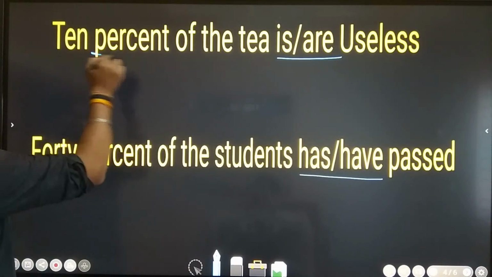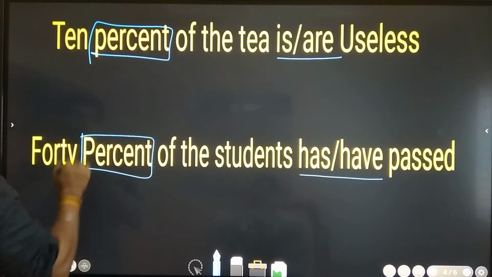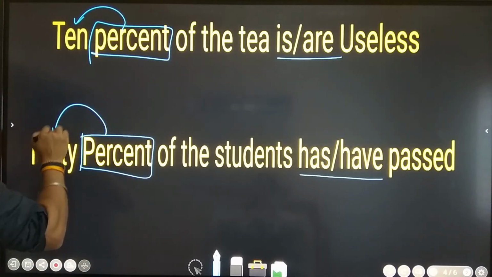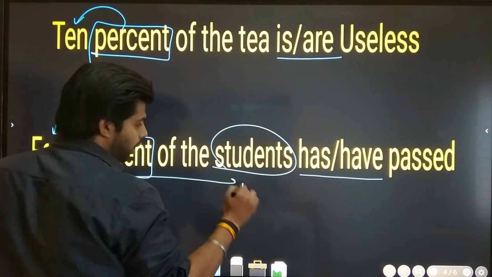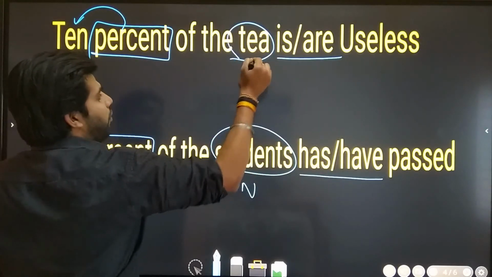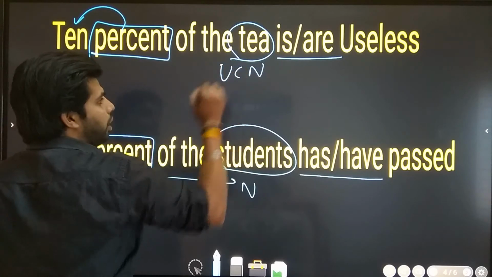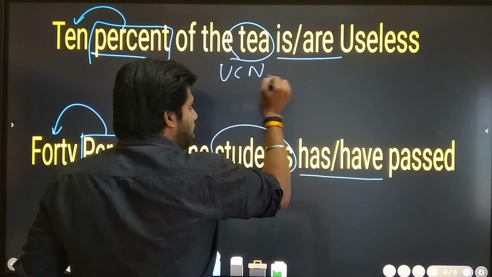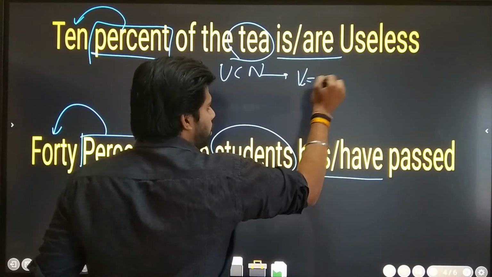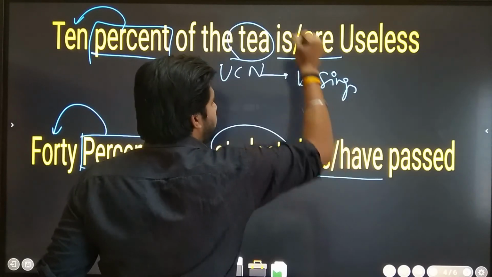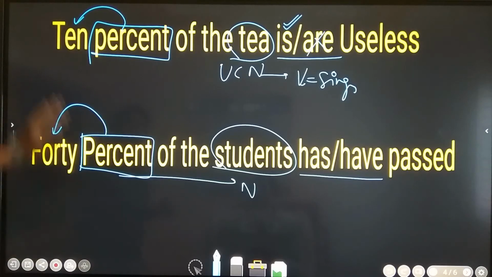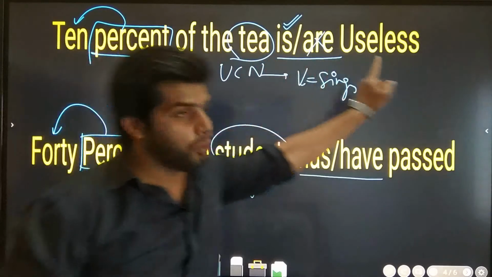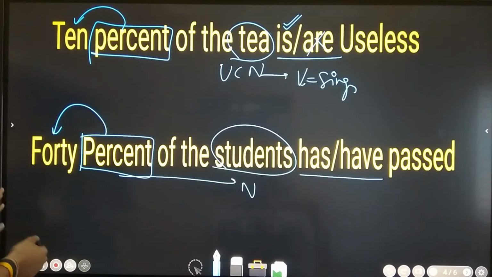Now guys, here you see percent, it is 10%, it is 40%. We have to check the noun first. Here T is the noun, and we know that T is an uncountable noun, and if it is an uncountable noun, it takes the singular verb. The verb is singular: is, not are. So the correct form of the sentence is 10% of the T is useless.